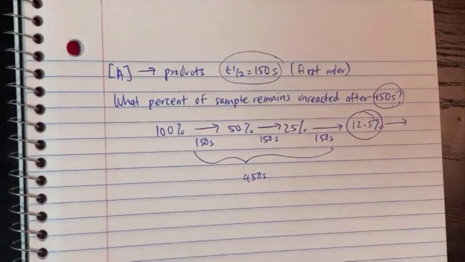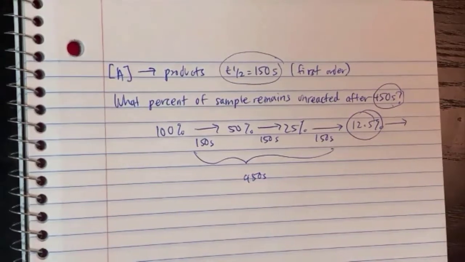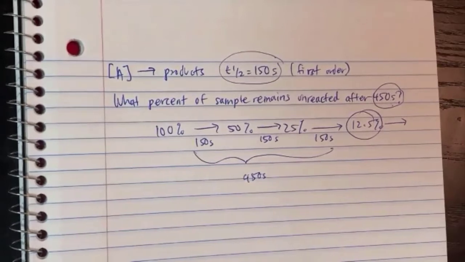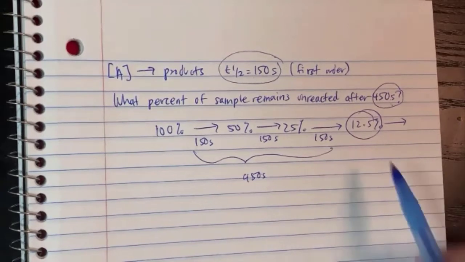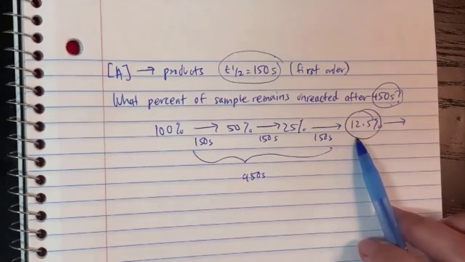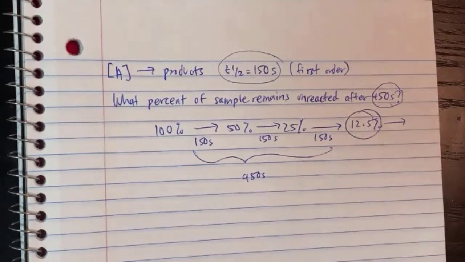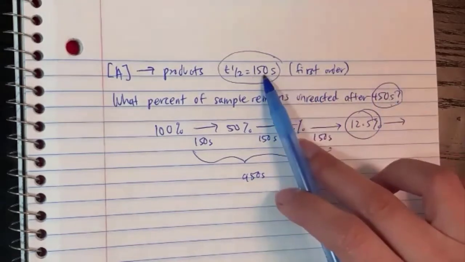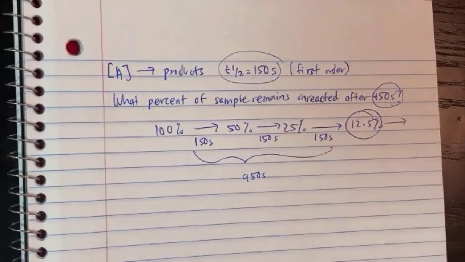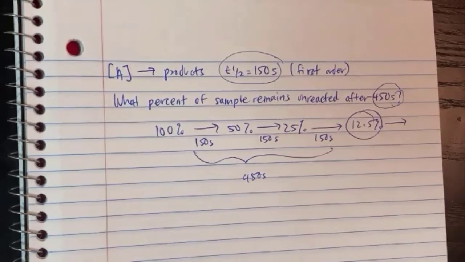12.5% of the sample remains unreacted. Now, if they ask you how much of it has converted over to products, then you will just basically say the answer is 100 minus 12.5. So it really depends on what the question is asking. If they ask how much sample remains, it is this one. How much of it converted over is 87.5. So you got to read the questions carefully. And sometimes, remember, when it's perfectly matching numbers at exact half-lives, you can use your shortcut. Otherwise, stick to your integrated rate laws.